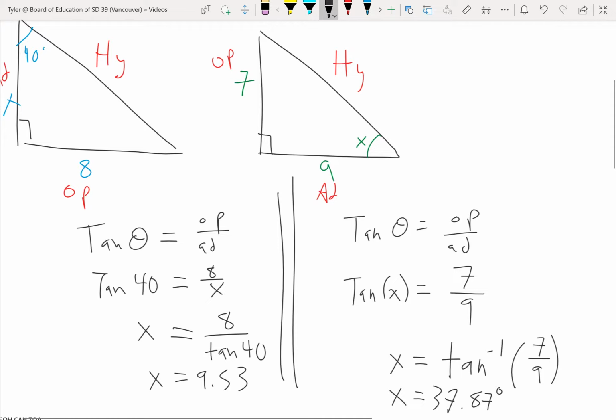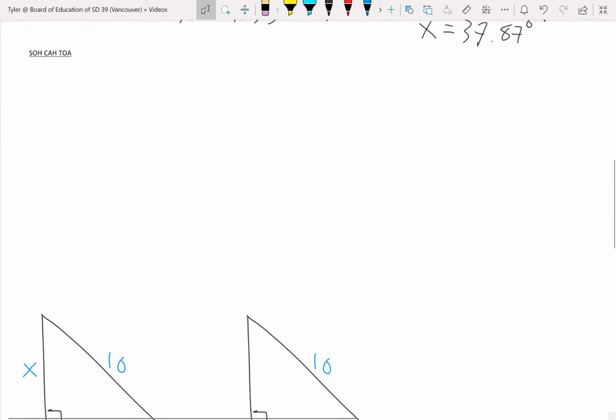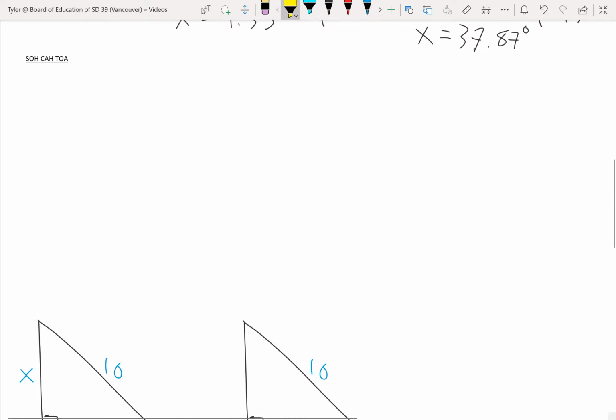This was all recap. Okay? This is the major skills we talked about. But if you're able to do all this stuff, the new things we're going to look at are going to be really easy. So let's scroll down, and we're going to talk about this thing, SOHCAHTOA.